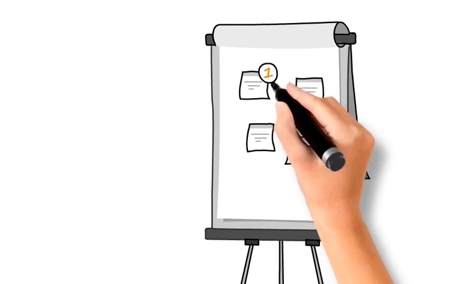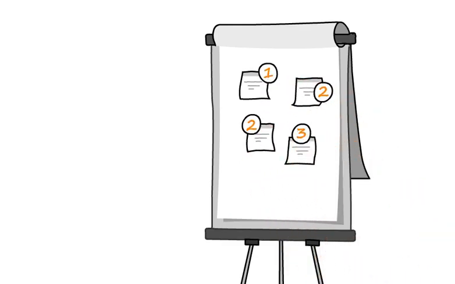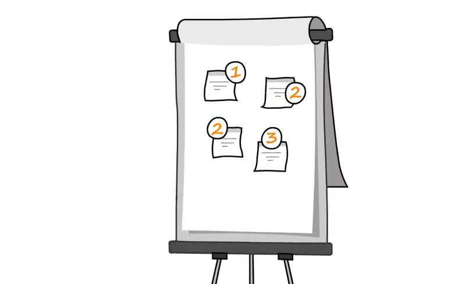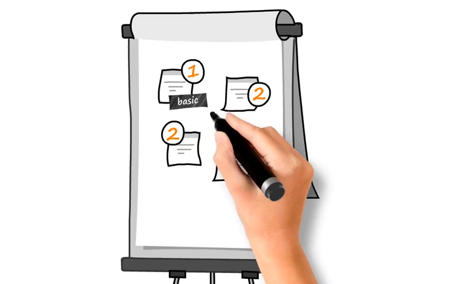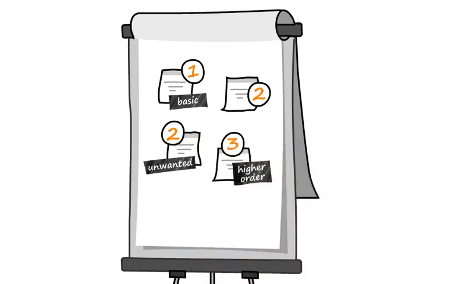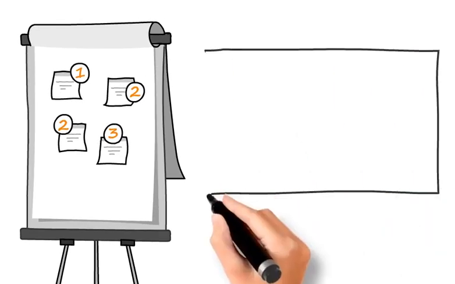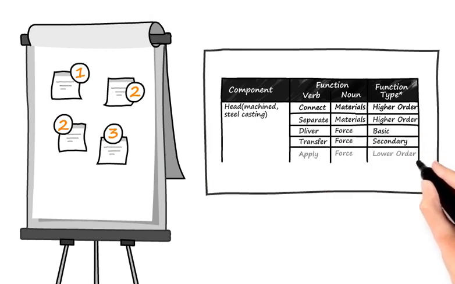Next, help them classify the functions. Classification can be done even before developing a FAST diagram. For each identified function, help the participants decide if it's basic, lower order, higher order, secondary, or even unwanted. Draw up a table like this and let them work through the classification of functions before the FAST.